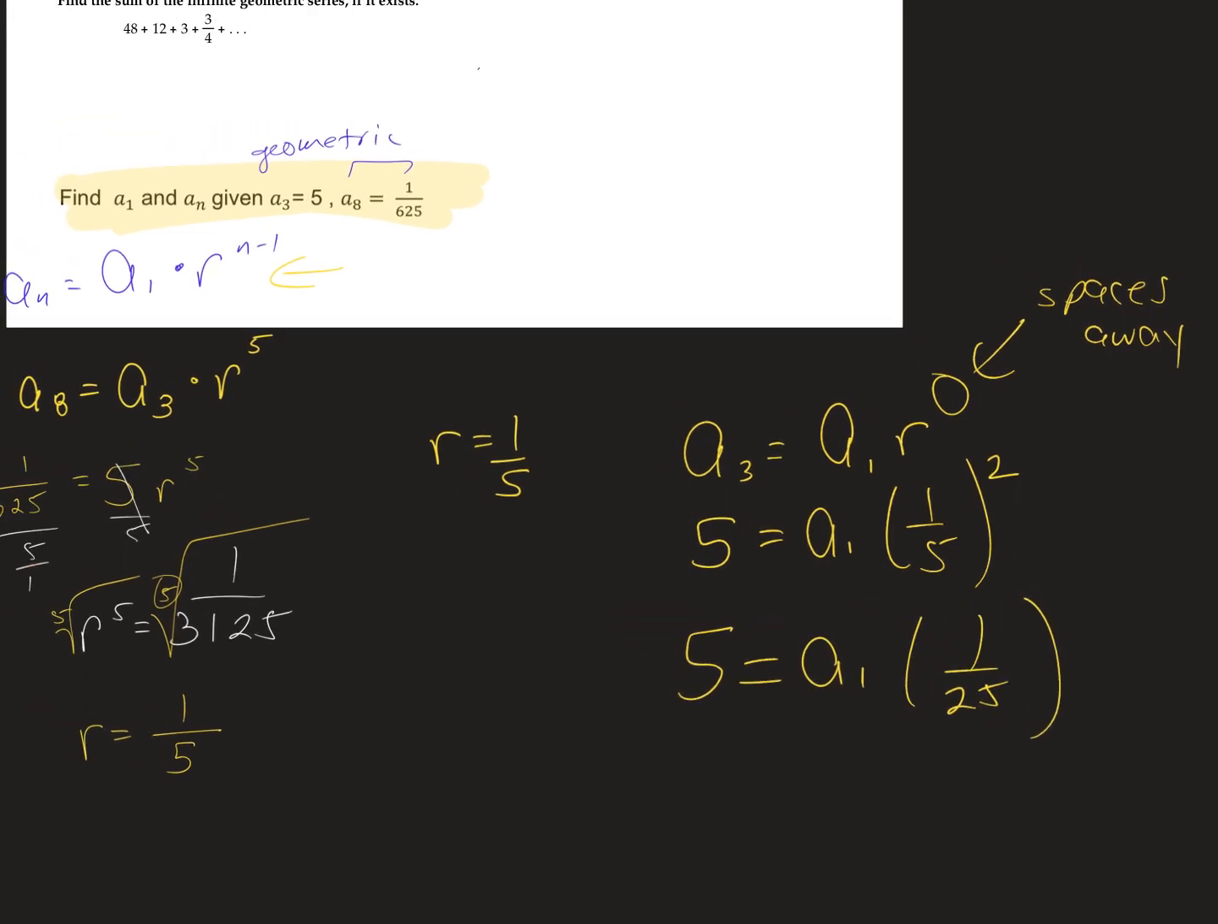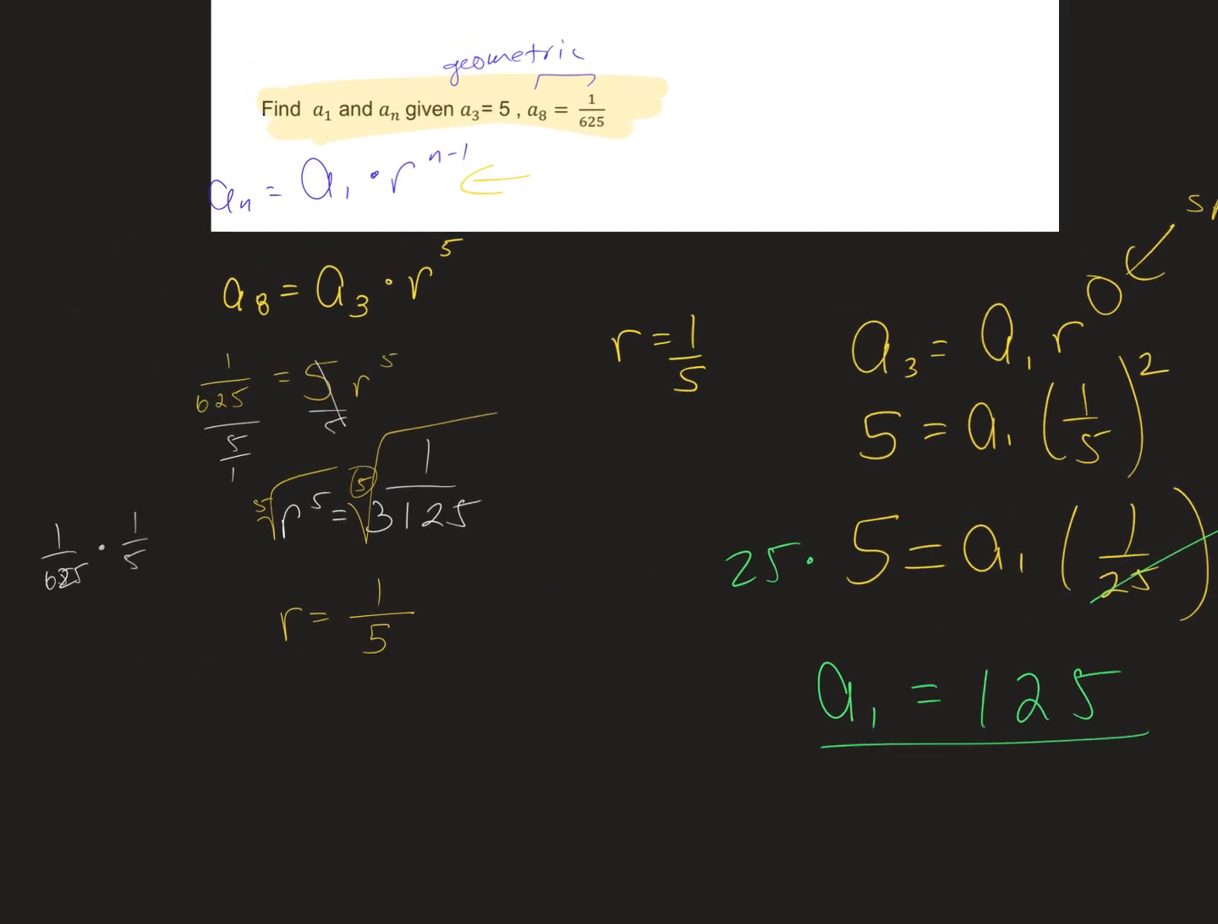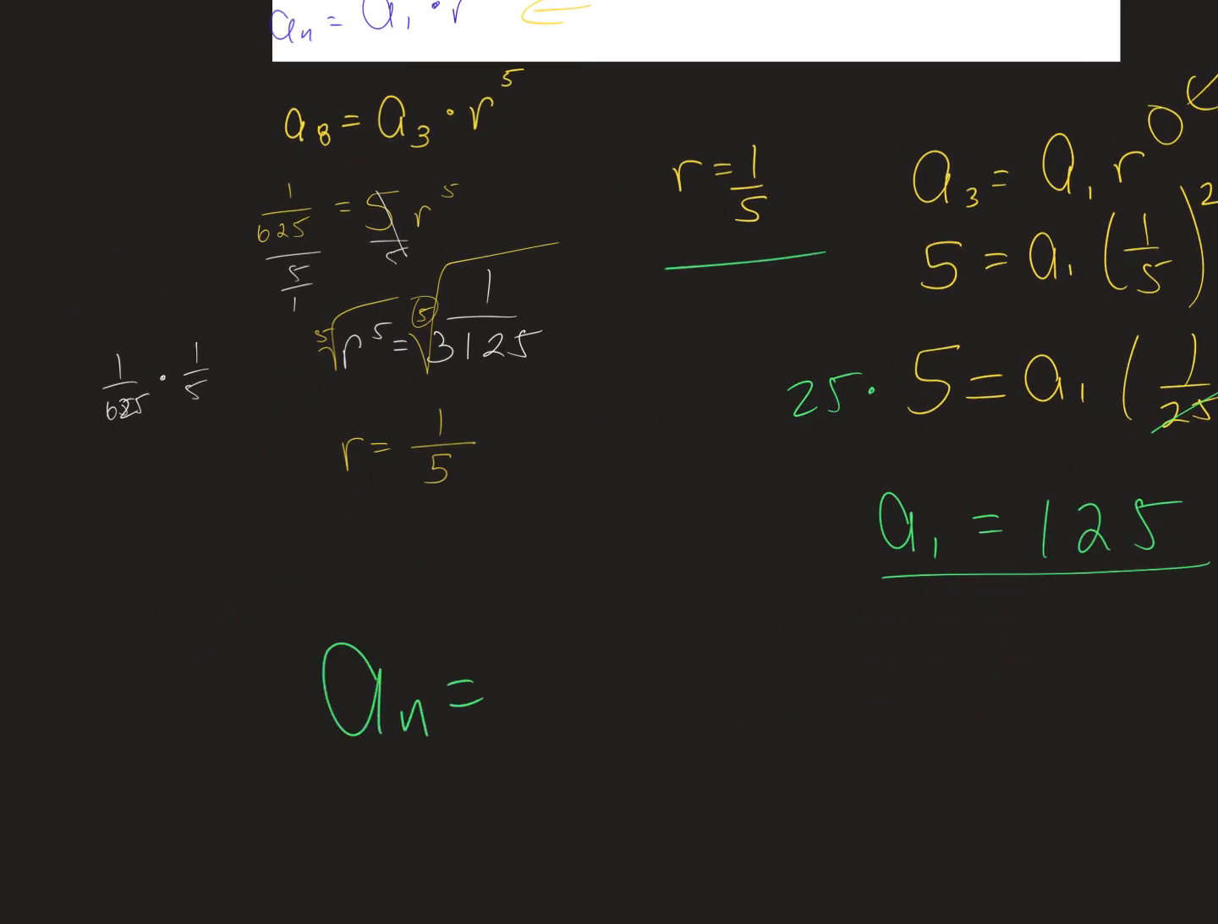You guys could have done the exact same thing with the 8th term. Your numbers just would have been a little different, but you have a calculator, so it doesn't really matter. So how do I get a sub 1 by itself? I'm going to multiply both sides by 25, correct? So the first term happens to be what number? What's 25 times 5? 125. Good. So now you have the first term and the common ratio, so you can write your rule. It's my first term, 125, times r to the n minus 1. Now, if you were asked to find the 15th term, you would plug in 15. And again, it's going to say exact, meaning if you don't get a terminating decimal, you've got to leave it in fraction form.